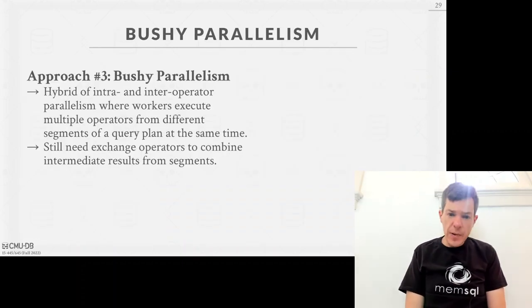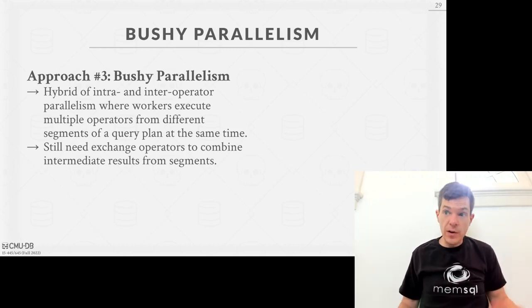All right, the last one is the Bushy parallelism that I talked about before, which again, in my opinion, is just a combination of both intra- and inter-operator parallelism, where you have different workers execute multiple different operators in different parts of the query at the same time. And you still need exchange operators because you have to combine things and put things together. But again, at a high level, it works the same way.